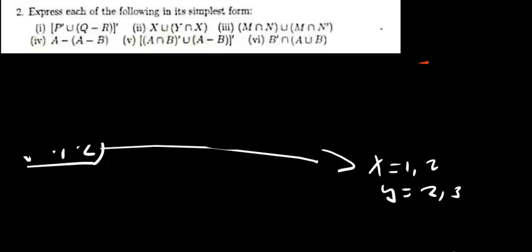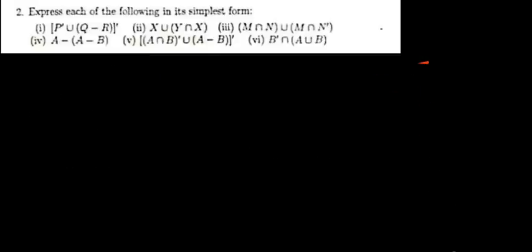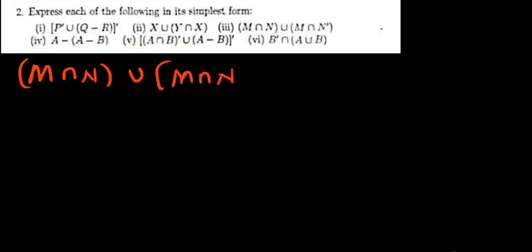Let's go to part 3. So part 3, there's something that I want you to understand. We have to compress this. M intersection N in the brackets, then union, we have got M intersection N complement. So when you have anything in common here, this thing which is in common has to be outside.